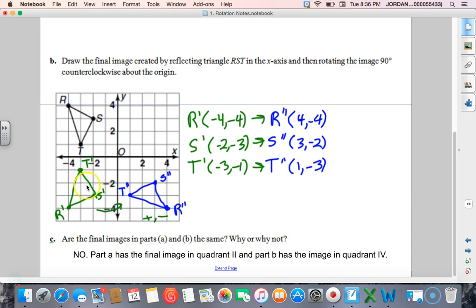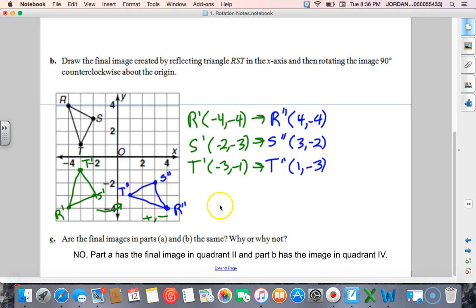And then if I'm going 90 counterclockwise, I would go this direction to this quadrant. Since it's 90 degrees, I'll need to swap all my numbers, which I did. And in this quadrant, the x's are positive and the y's are negative. So all my x's have positive signs and all the y's have negative signs. All right, so once I found these points, I graphed those points, R double prime, S double prime, T double prime, to get this triangle.